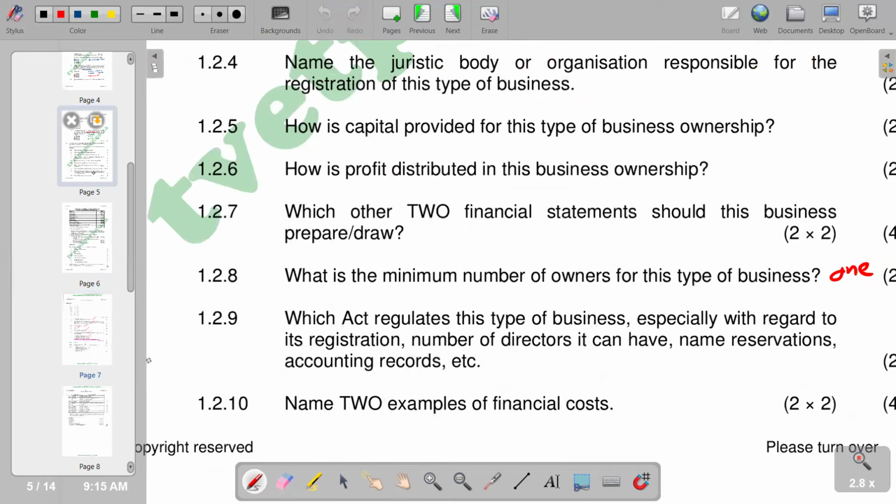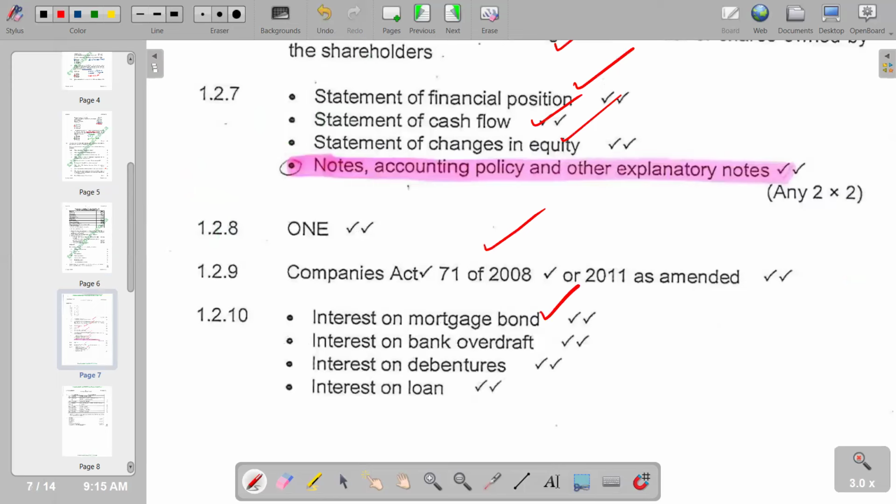the next question, name two examples of financial costs. So a financial cost is a cost that relates to money, the handling of money, as we take loans. What are the costs that we incur? So we check in terms of the list that we have: interest on mortgage bonds, if it's a bond; interest on bank overdraft, so we withdraw more money than what is in your account and you are supposed to be charged interest; and then we've got interest on debentures, interest on loan. So these are all financial costs.